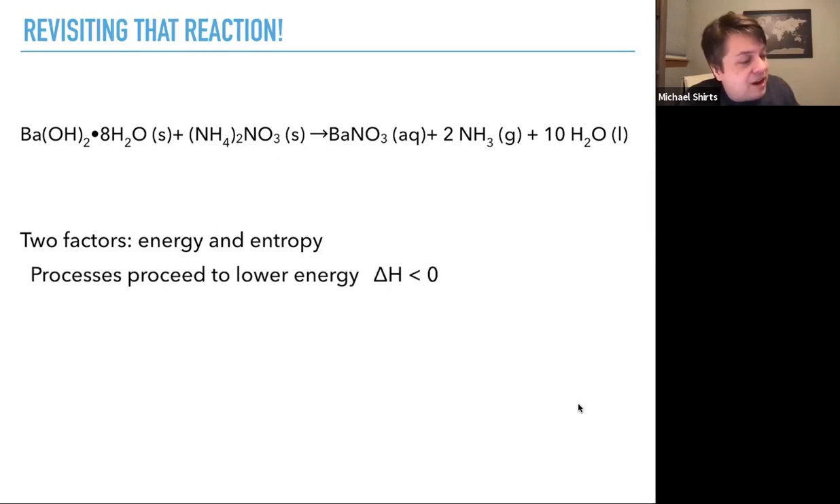So the two factors are energy and entropy. Processes proceed to lower energy, delta H is less than 0.